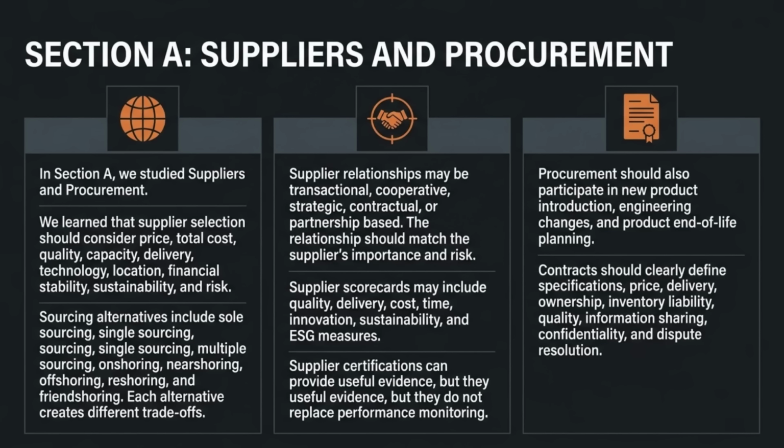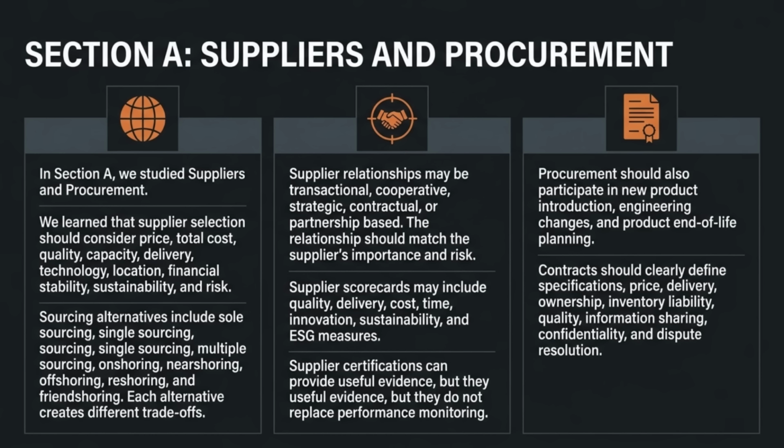In Section A, we studied suppliers and procurement. We learned that supplier selection should consider price, total cost, quality, capacity, delivery, technology, location, financial stability, sustainability, and risk. Sourcing alternatives include sole sourcing, single sourcing, multiple sourcing, onshoring, nearshoring, offshoring, reshoring, and friendshoring. Each alternative creates different trade-offs.